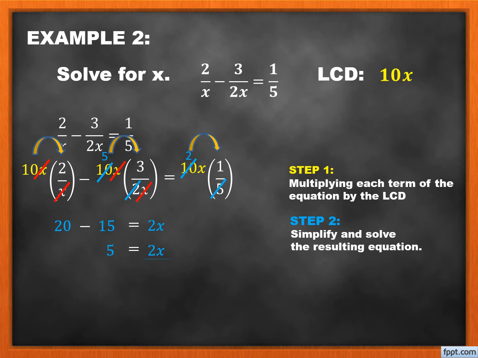And to solve for x, we must eliminate 2, so we divide both sides of the equation by 2. So we can cancel 2 and 2. But we cannot divide 5 by 2 exactly. So our answer for the value of x equals 5 over 2.